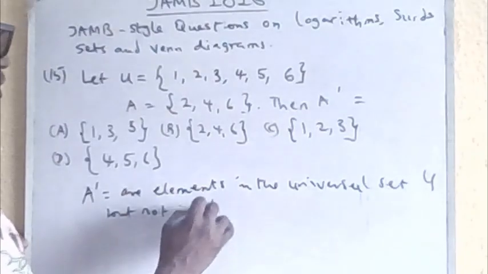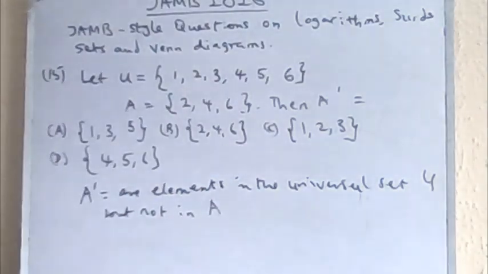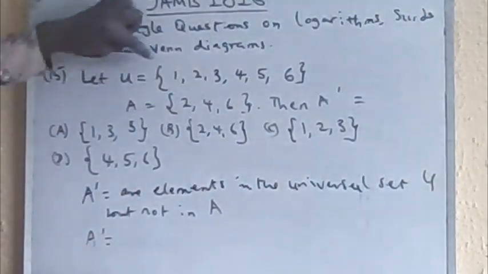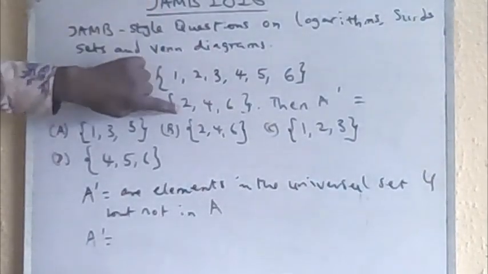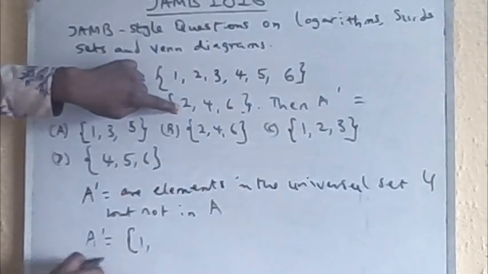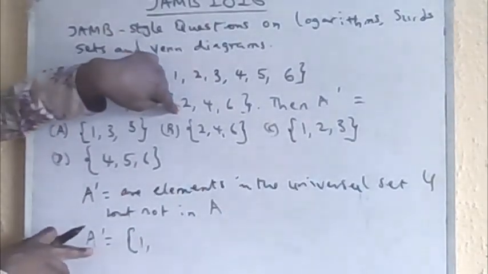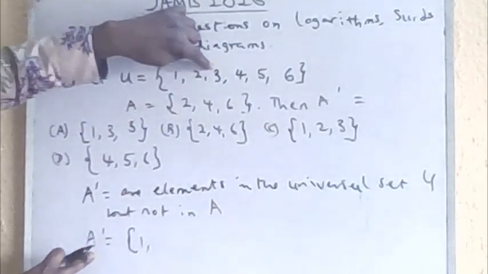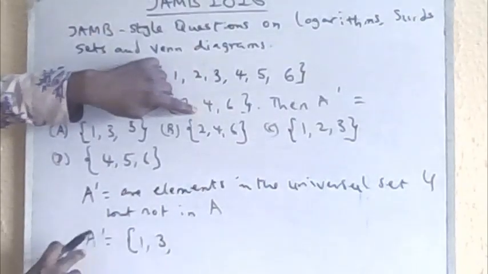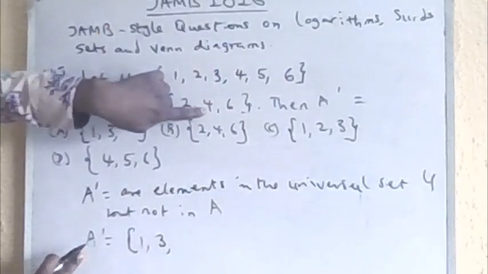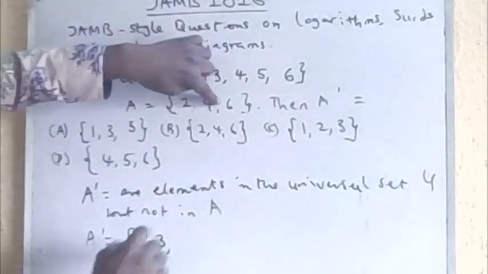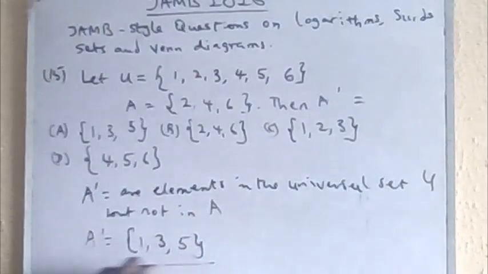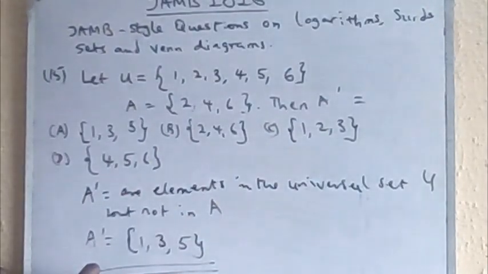So having gotten the definition, let's look for everything that is here that is not here. Okay, so A complement is equal to, I have 1 here, but I don't have 1 here. So this is the first element of this set, which is defined by A complement. I have 2 here, I have 2 here, it doesn't qualify. I have 3 here, I don't have 3 here, so 3 is also a member of this set. I have 4 here, I have 4 here, it doesn't qualify. I have 5 here, I don't have 5 here, so 5 is part of this set. And I have 6, I don't have 6. So this is where it closes. This is the answer for this particular question, so the option is A as well.